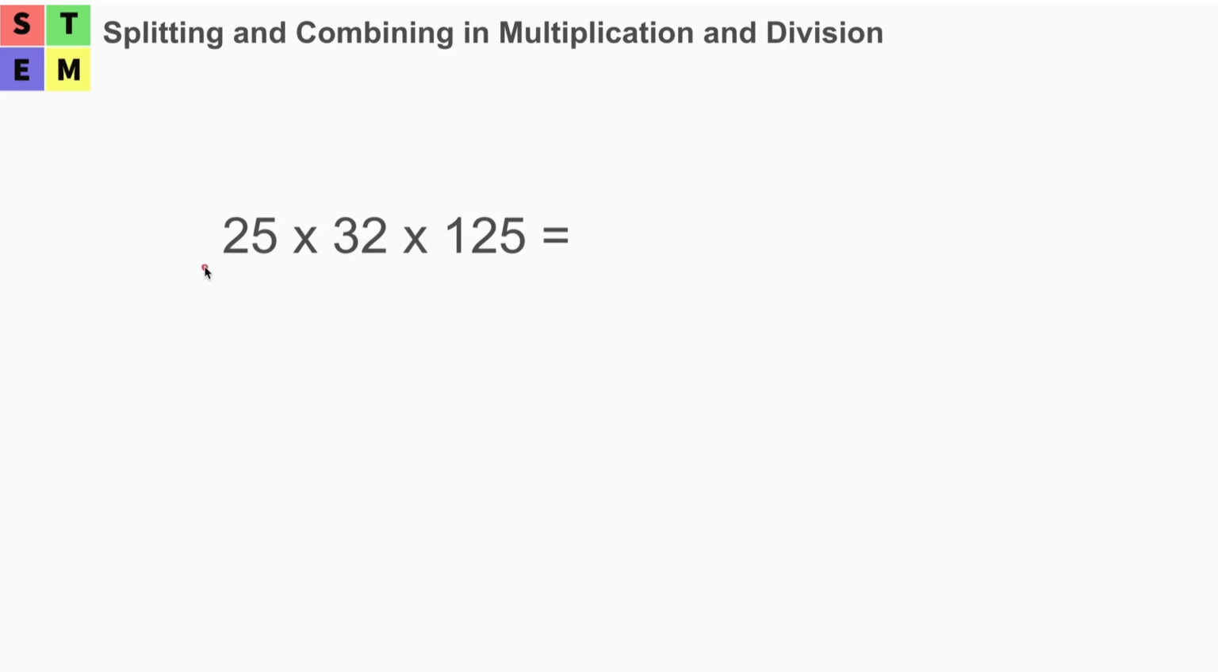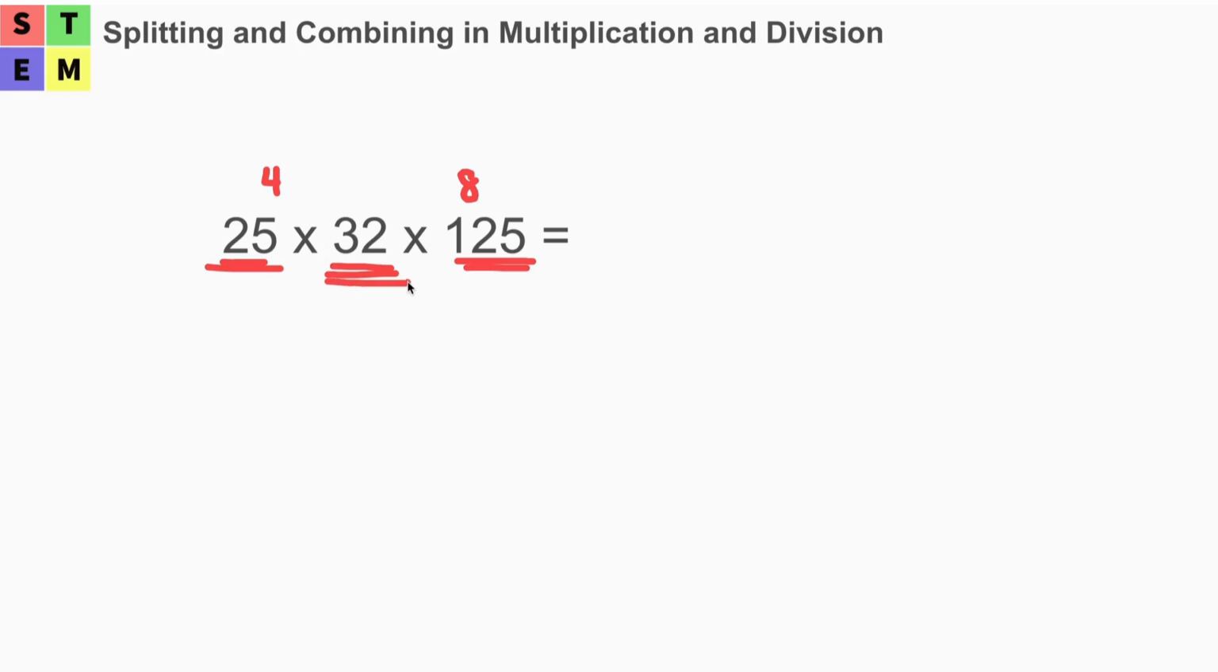So first we have 25 times 32 times 125, right? Let's think about what we've just learned. We've got 25 here and we've got 125 here, right? Basically we need to think, we have 32 here, so what's missing there? It's 4, right? And what's missing there? It's 8, right? So 4 times 25 is 100, and 8 times 125 is 1000, right? So we're going to do something about that from the number in the middle.